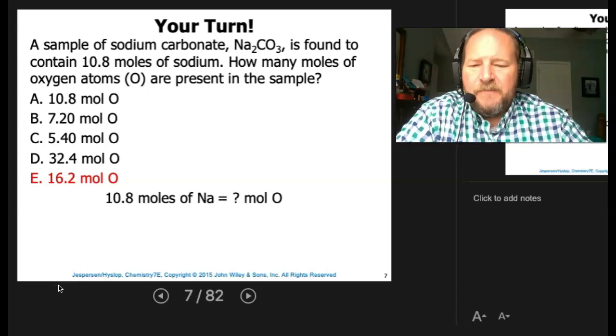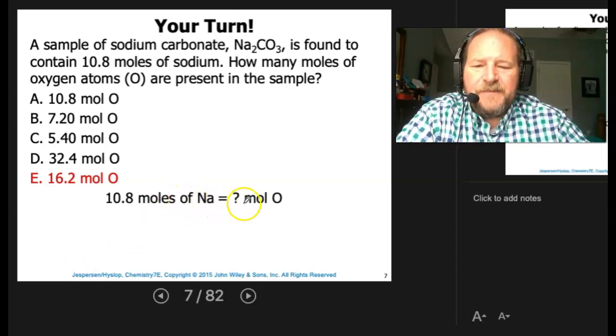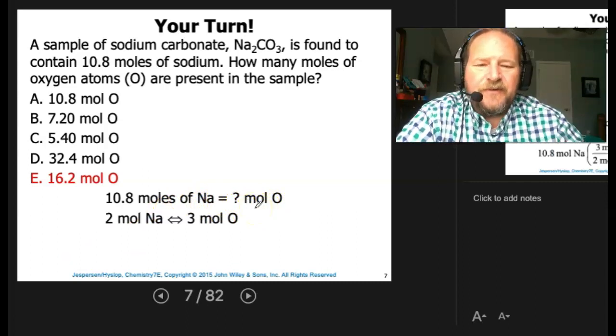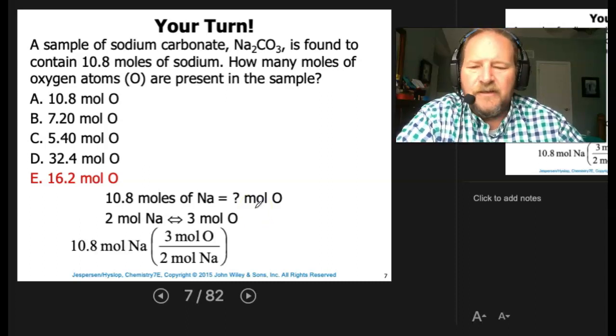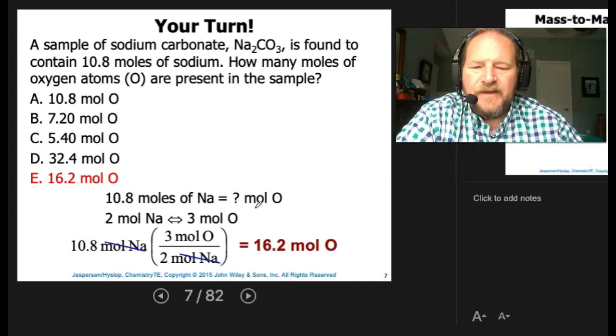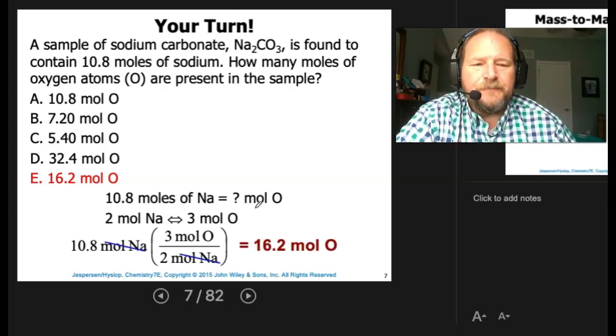So we have 10.8 moles of sodium. That's going to be equal to how many moles of oxygen? We know that it's going to be a 2 to 3 relationship. We have 2 moles of sodium to every 3 moles of oxygen. And so we'll just set up that ratio. So we'll take 10.8 moles of sodium multiplied by 3 moles of oxygen, cancel out our moles of sodium, and we'll end up with 16.2 moles.